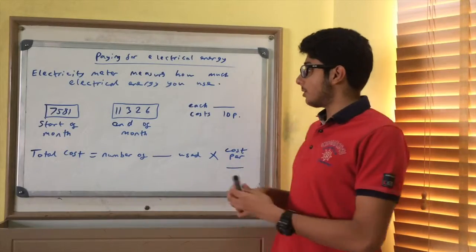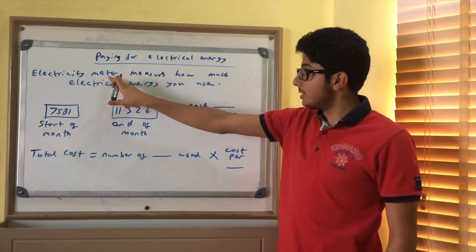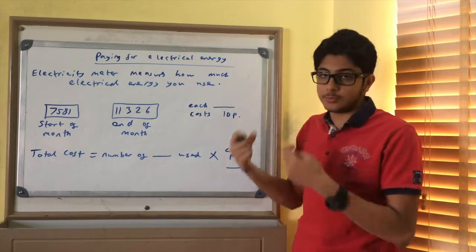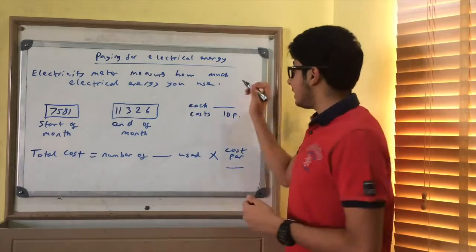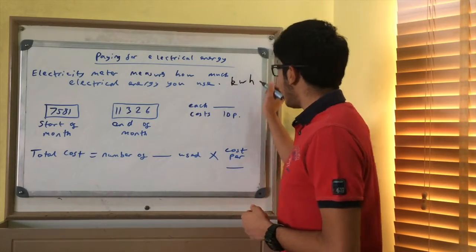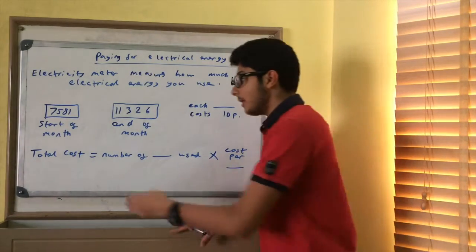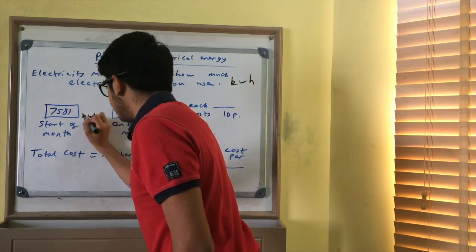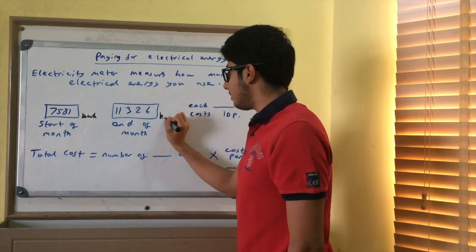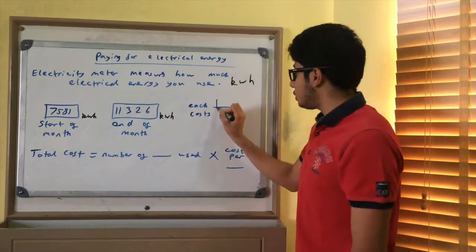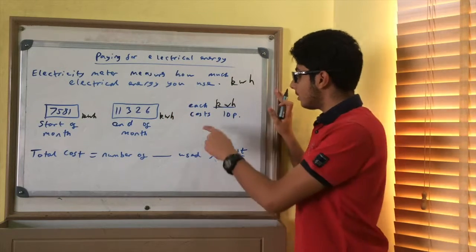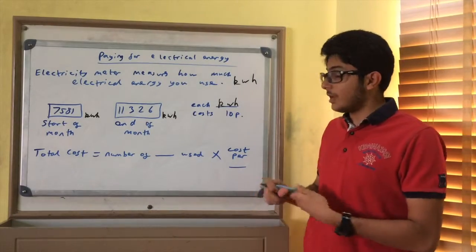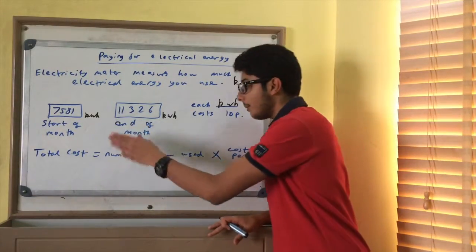Next, paying for electrical energy. An electricity meter is usually used to measure how much electrical energy you use, and it measures it in kilowatt hours. So here we have a reading at the start of the month. Remember, this is in kilowatt hours, and a reading at the end of the month. And each kilowatt hour costs 10 pence. What is the total cost of energy used in this 1 month?